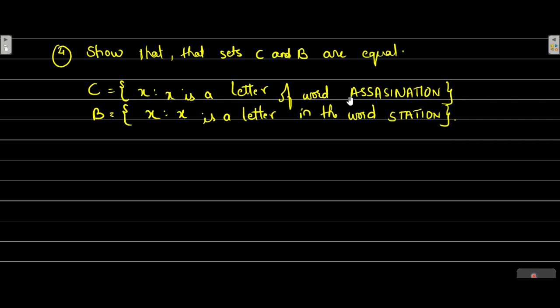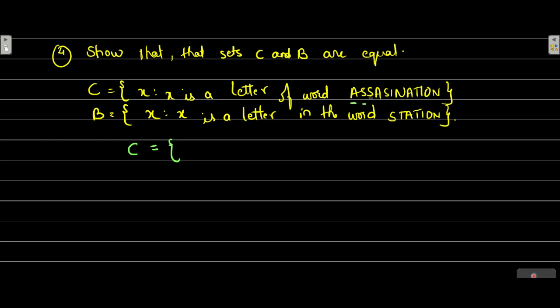Now look at this question. It's very interesting. Show that the sets C and B are equal. First of all, in which form is it given? The sets are given in set builder form. Let us write in roster form. So when we write this in roster form, C is equal to, we'll list out the elements in these braces, right? So we have the letter A. Let us check these letters: A, S, again we have S.